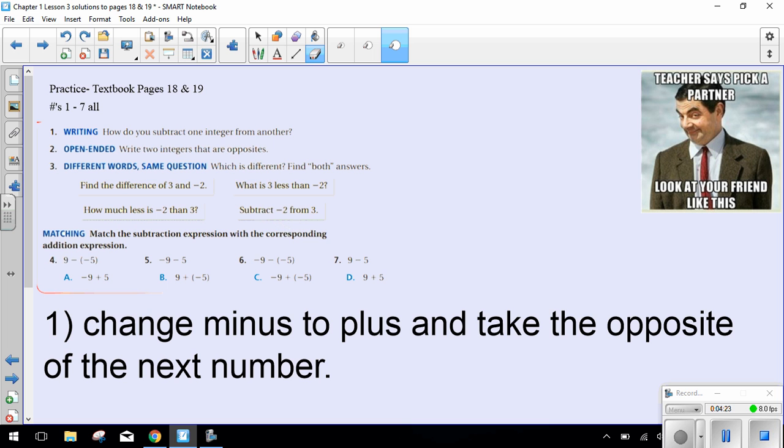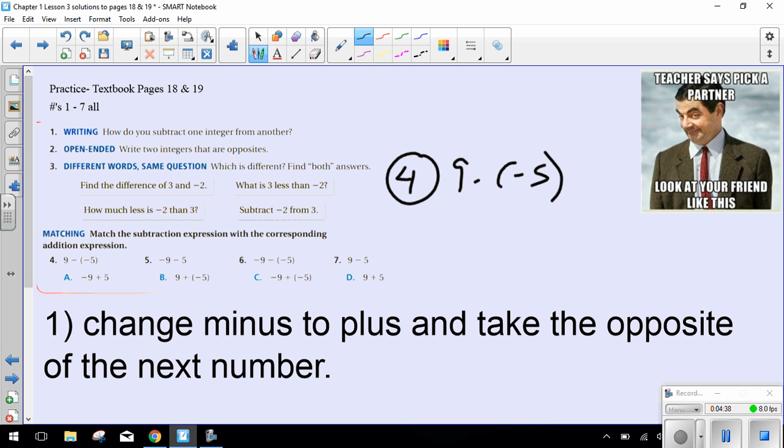Okay, number 4, 5, 6, and 7. Match the subtraction expression with the corresponding addition expression. If we take a look at number 4, we have 9 minus -5. We're not looking for the answer, we're just looking to rewrite it as addition. So 9 minus -5 is the same as 9 plus the opposite, which is 5. So which letter, A, B, C, or D, says 9 plus 5?